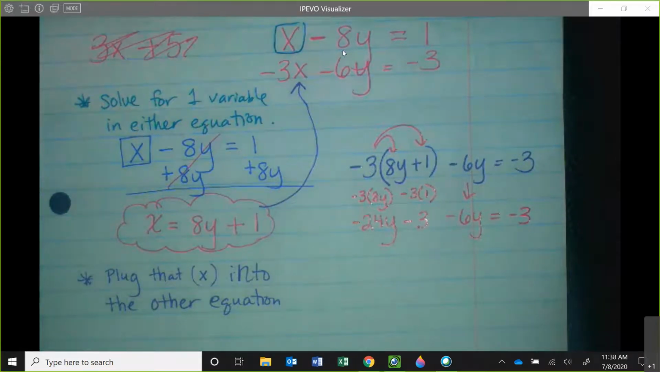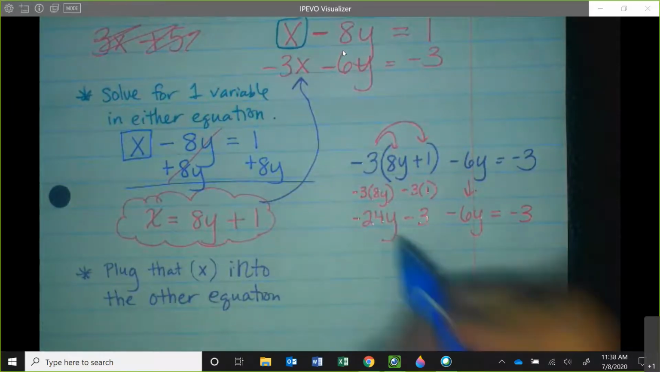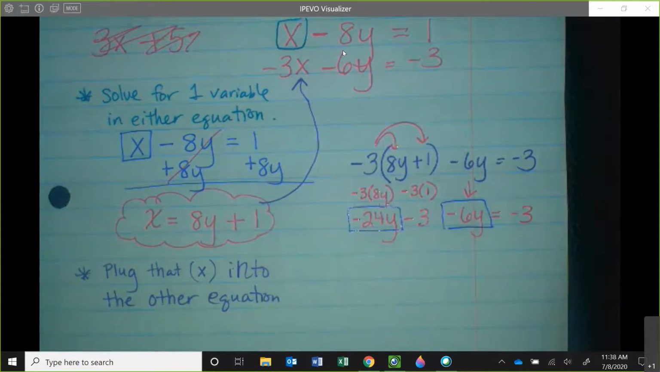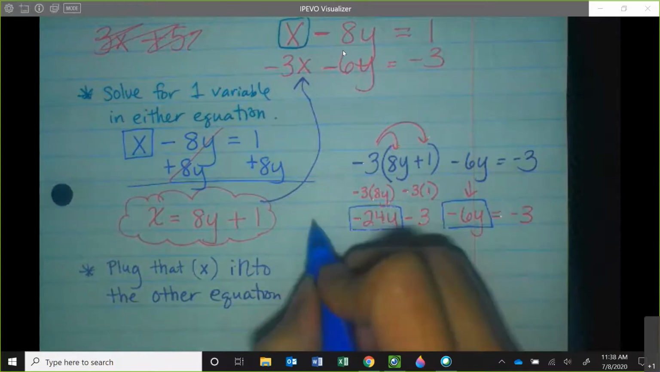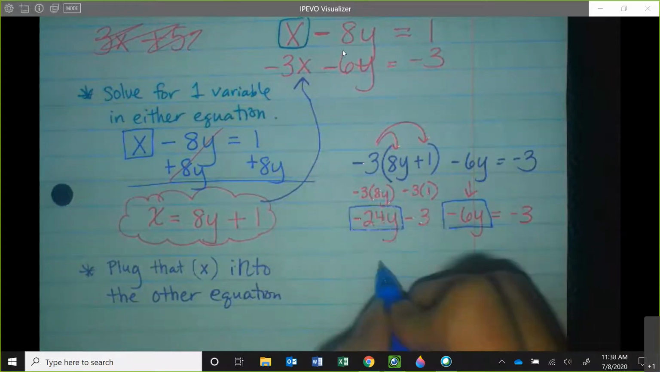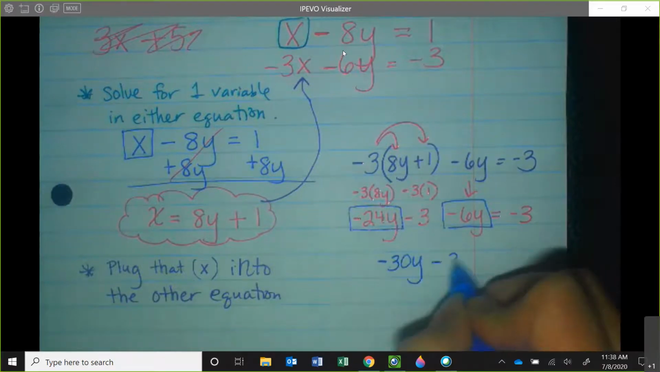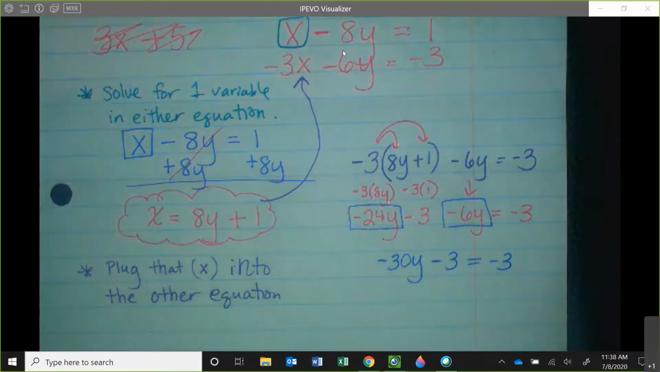Are you okay with that so far? Okay. Then I have a y and a y, so I can combine those. They're both negative, so I'm going to add them. I can use my t-chart if I need it. So I get negative 30y minus 3 equals negative 3.